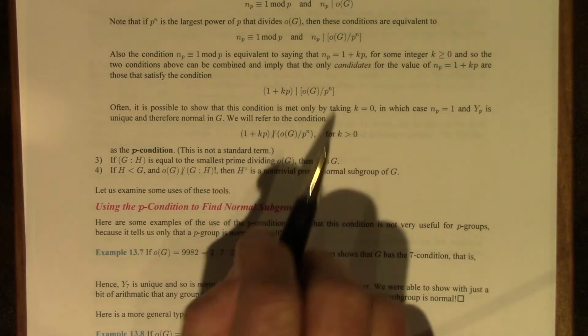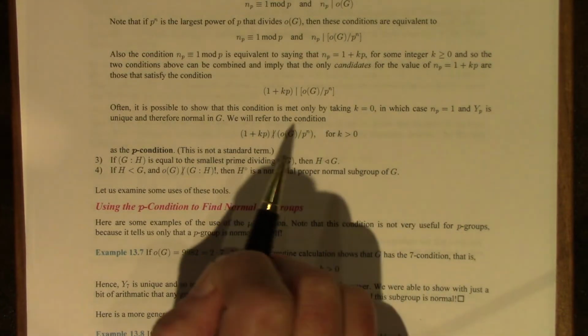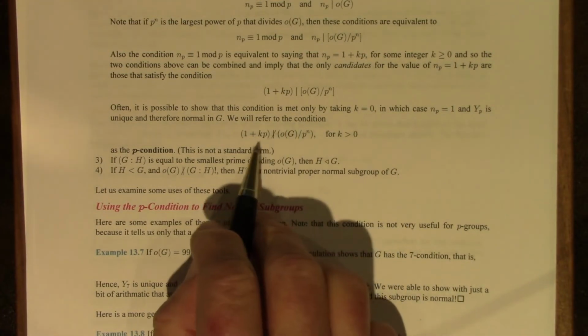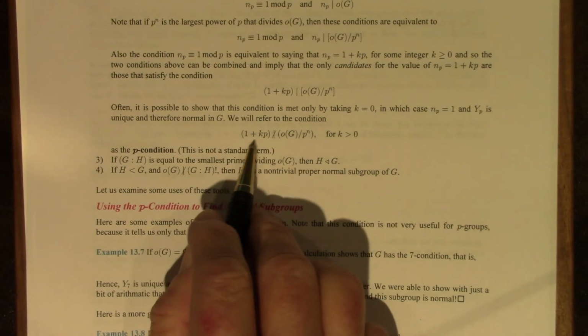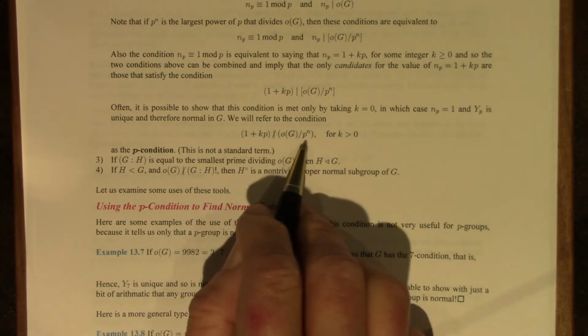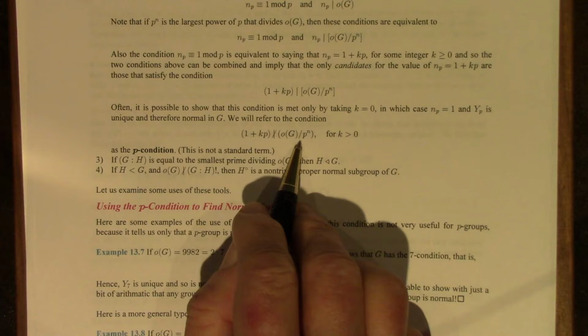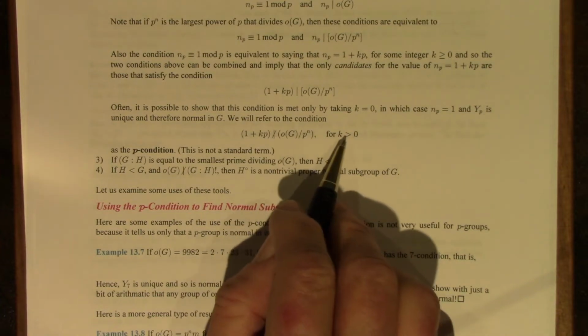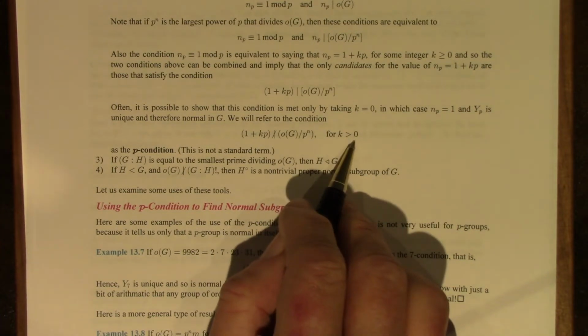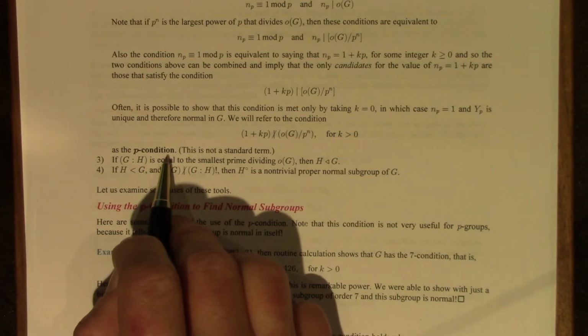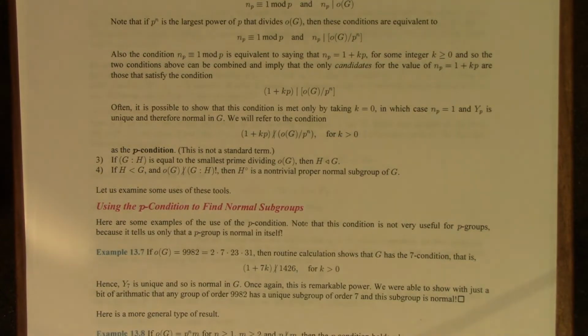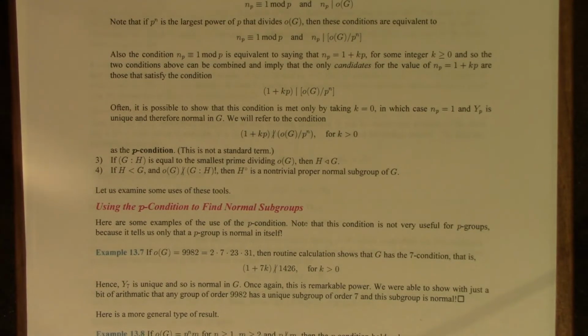So just for the sake of our discussion, I'm going to refer to this condition, that 1 plus kp does not divide the order of G over p to the n for k strictly positive, as the p condition. That's not standard terminology, but it'll be useful for our discussion.